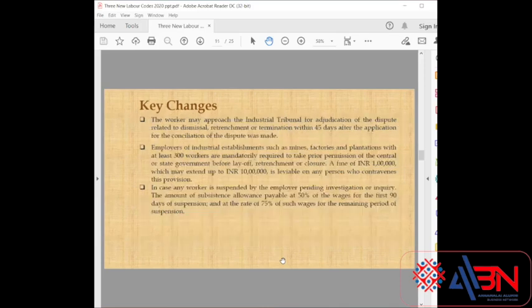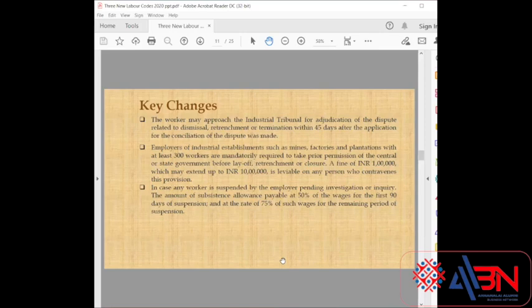The workers who approach the industrial tribunal for adjudication of a dispute or retrenchment cannot go on a strike. That is one provision. Neither can the employer take an adverse action against them. There is a limitation period of 45 days for any dispute to be referred to the industrial tribunal.